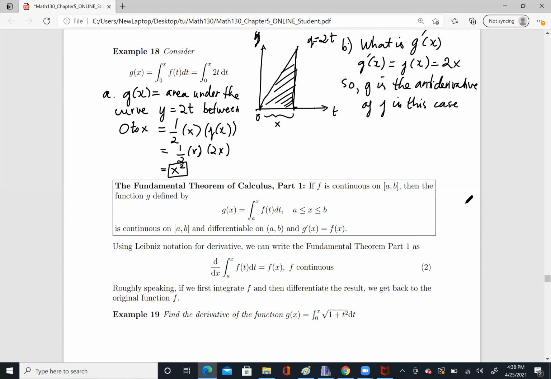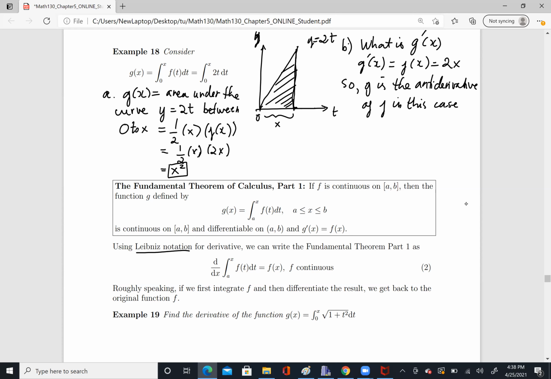Using Leibniz notation for derivative, we can write the fundamental theorem part 1 as d/dx of the integral of f(t) dt from a to x will be equal to f(x). And remember that f is continuous. Roughly speaking, if we first integrate f and then differentiate the result, we get back to the original function of f.